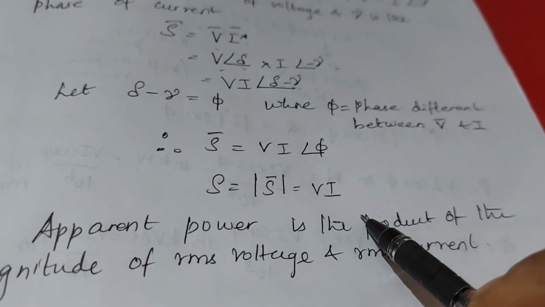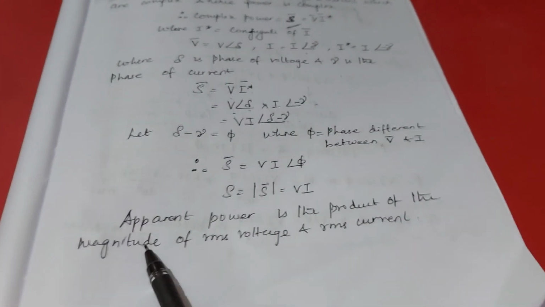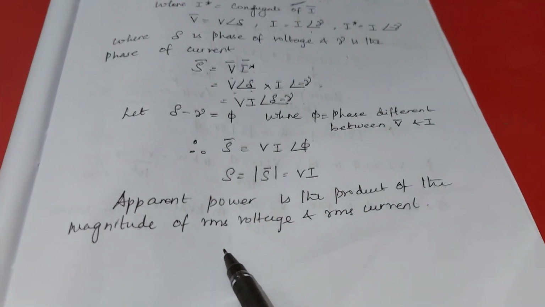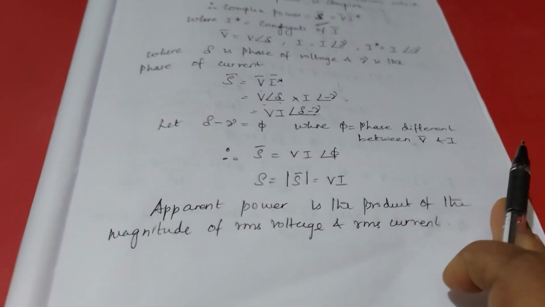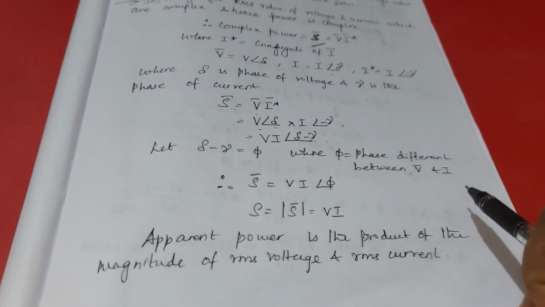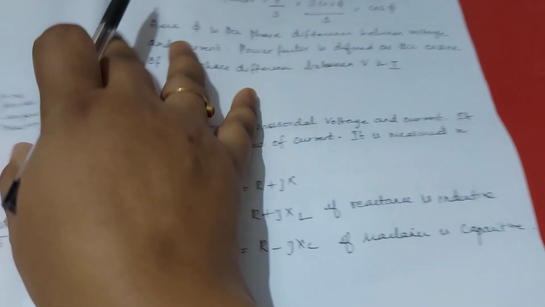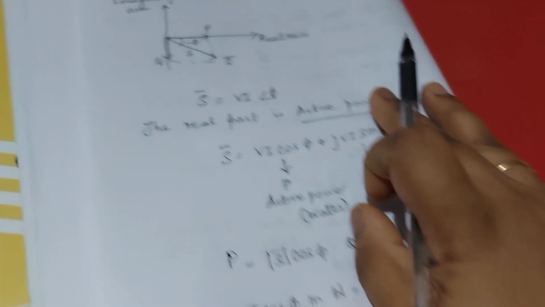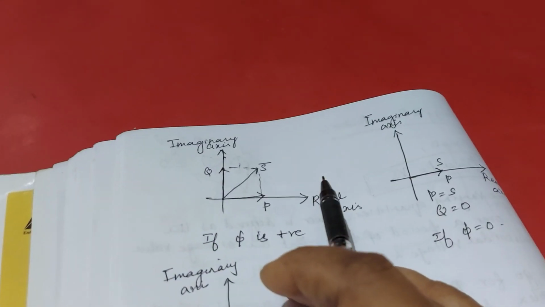So S bar is equal to V into I. Apparent power is the product of the magnitude of RMS voltage and RMS current. Now we will see in detail what the power triangle is.